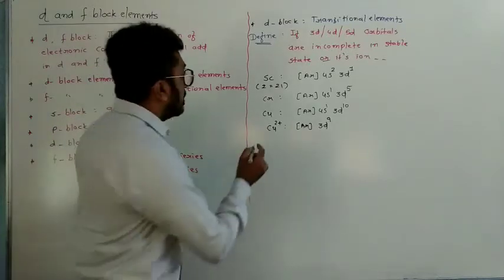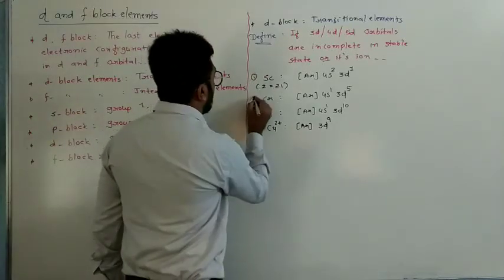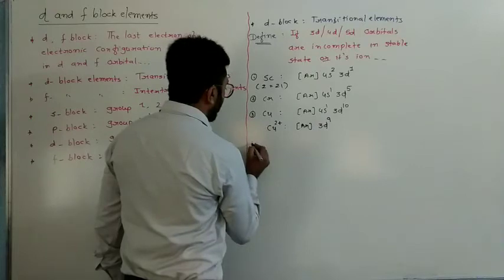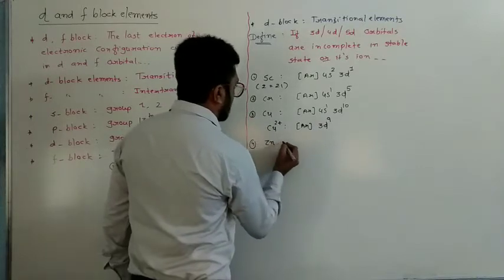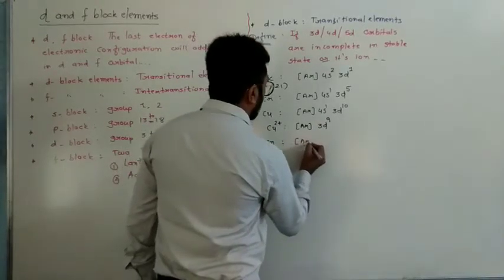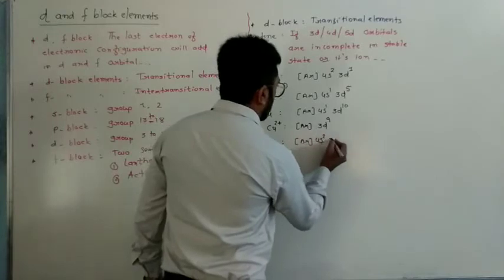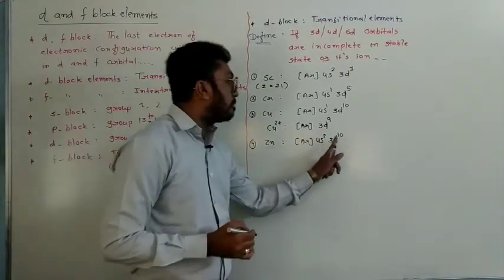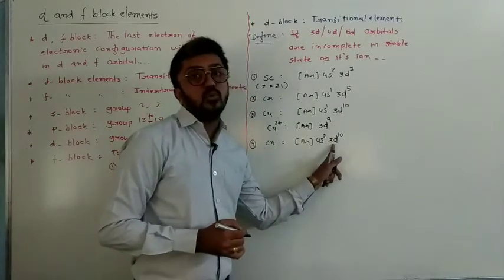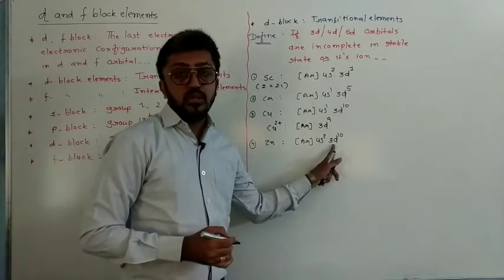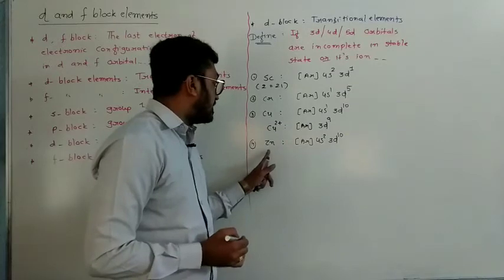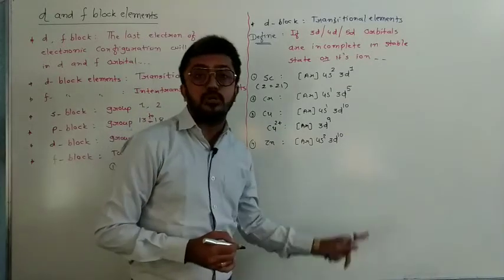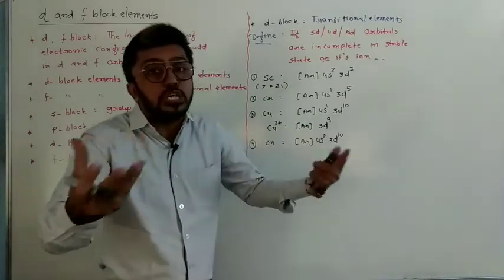Is it clear? Now we are discussing zinc. The fourth one is zinc. Argon 4s2 3d10. So zinc has a complete d orbital. So on the first side we cannot say that zinc is a transitional element because it has a packed 3d orbital.